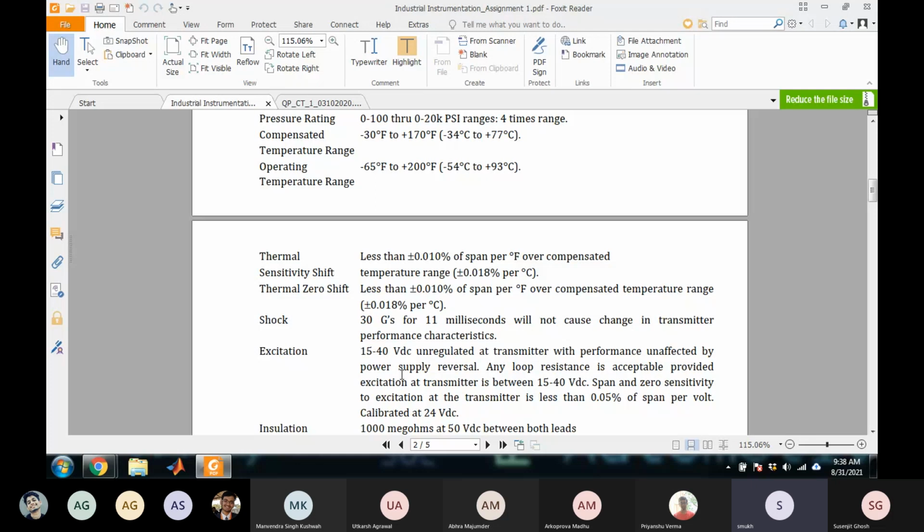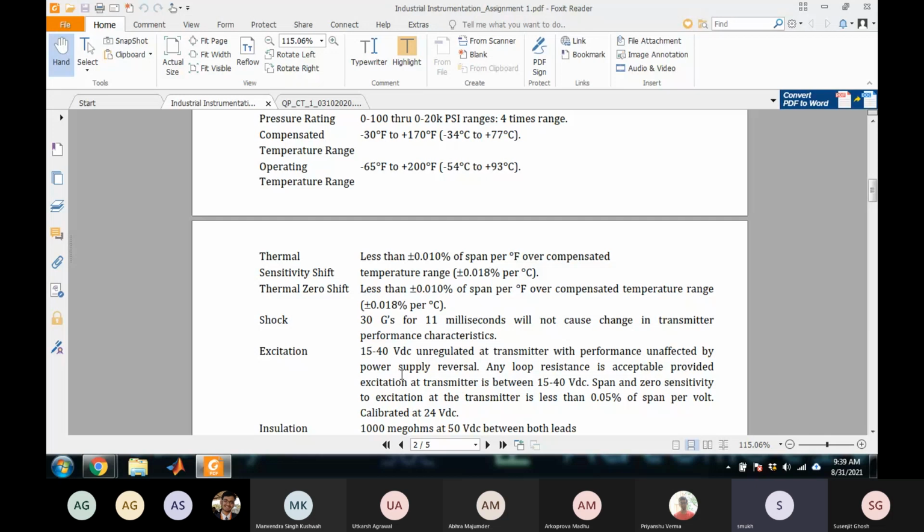For amplifiers there is a term called PSRR. You know that? There's something called CMRR, which is common mode rejection ratio. There is also something called PSRR, power supply rejection ratio. So this says the power supply sensitivity. They are saying that the power supply sensitivity is 0.05% of span for span. Similarly, it should be mentioned for zero, but 0.05% of span cannot be for zero sensitivity.